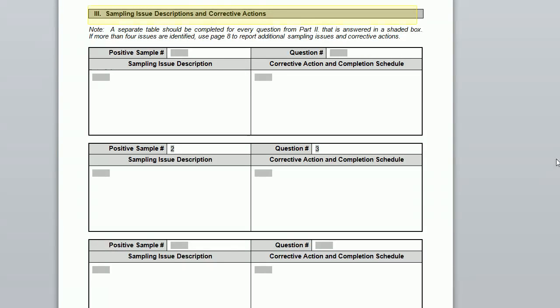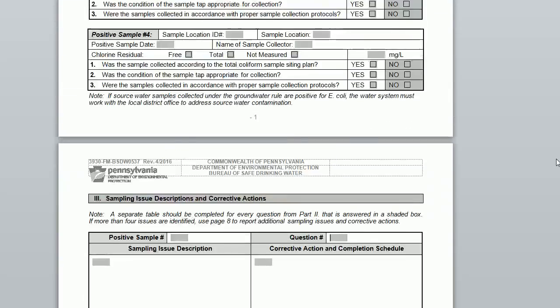Now let's move on to Part 3, which is called Sample Issue Descriptions and Corrective Actions. So how do we know what is a sampling issue? Well, you would have identified sampling issues in Part 2. Let's take a look back at Part 2.